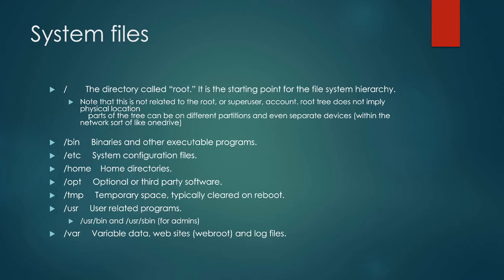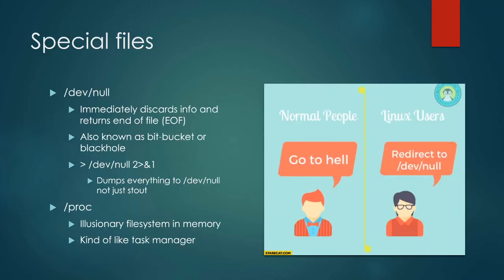Some of the common system files that you're going to see are things like the bin folder, the etc folder, the home directories folder. You're also going to see some special files. An example of a special file is dev null. This immediately discards info. It's basically a black hole. So if you send things to dev null, you're sending them to the black hole of nothing.